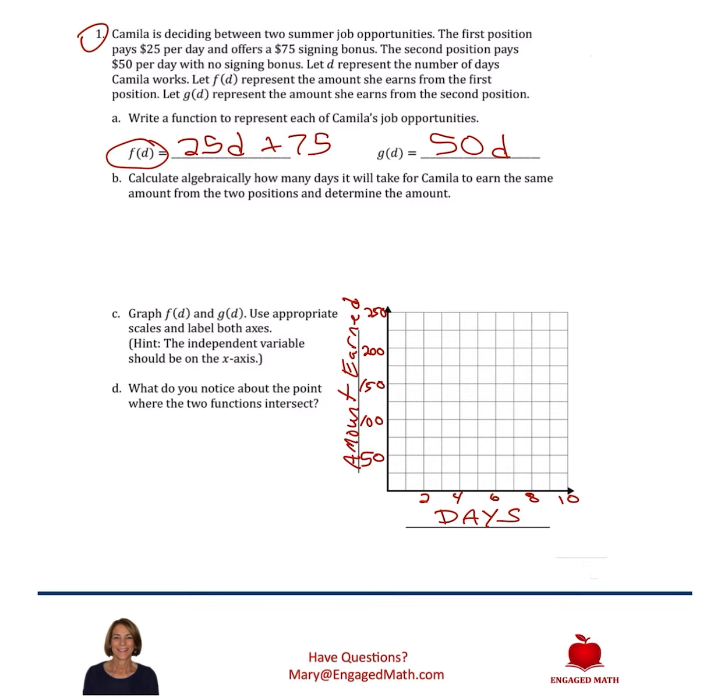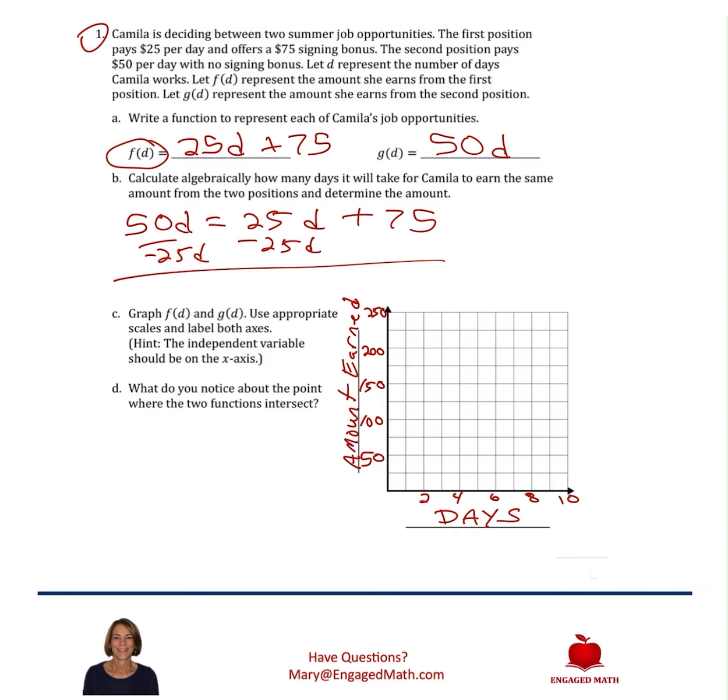Okay, so part B says calculate algebraically how many days it will take to earn the same amount. So really what we want to know is what value of D will result in the second opportunity being equal to the first opportunity. I just put this 50D on the left because I like to have a positive D on the left when I subtract the 25D from both sides. Now I get 25D equals 75. As we know, we divide both sides by 25 and D equals 3. So after simply a short time of 3 days, she would make the exact same amount at both positions.